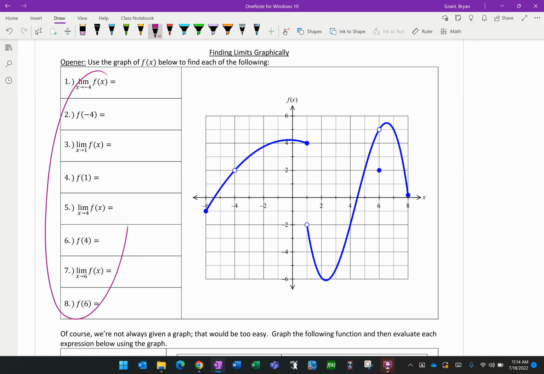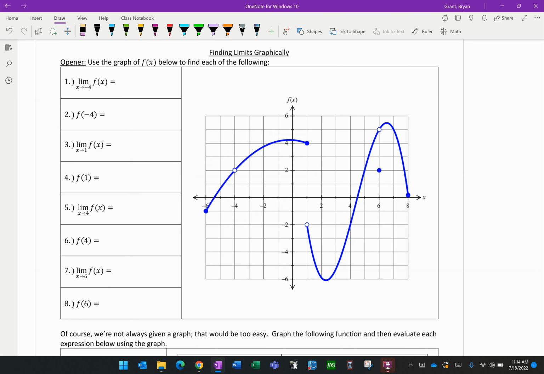So we are going to be asked questions about the graph of f of x on the left, and we're going to be using the graph on the right to answer. So why don't you guys go ahead and pause this video, try the 8 questions there, and then once you've tried those, unpause and we'll take a peek at the answers. Ready, set, go.